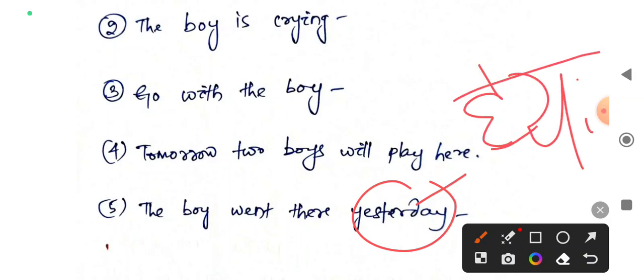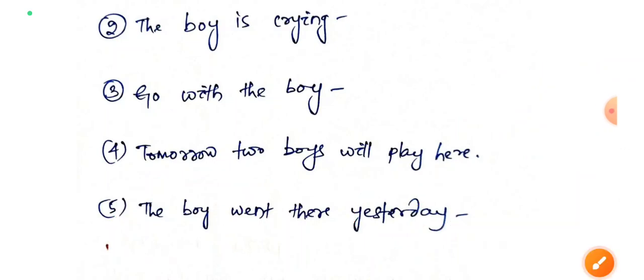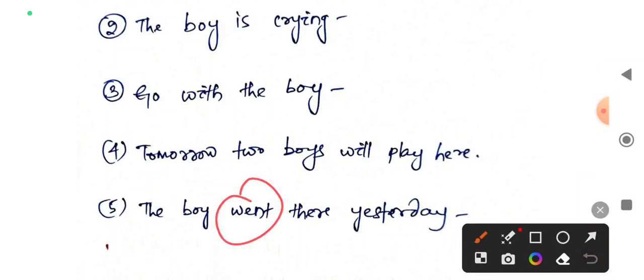Okay, here. Tomorrow means swa. The boy means it is singular, so it indicates one person, so only balakah. Because the boy is the subject here, balakah. Went indicates past tense. So the past tense of go is written here as went.